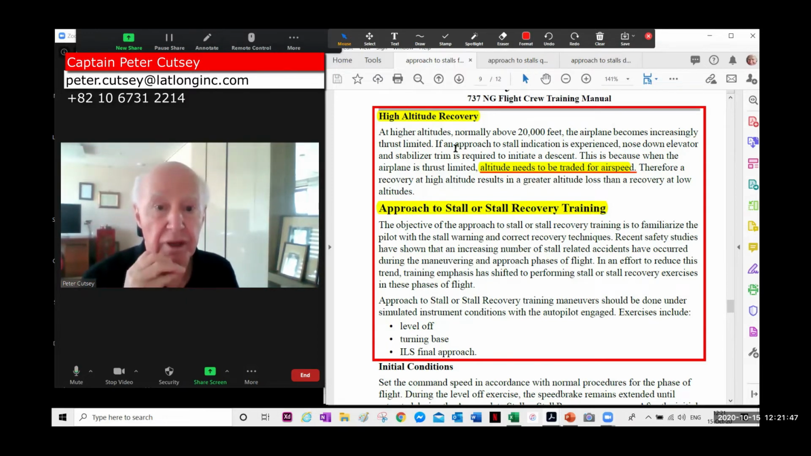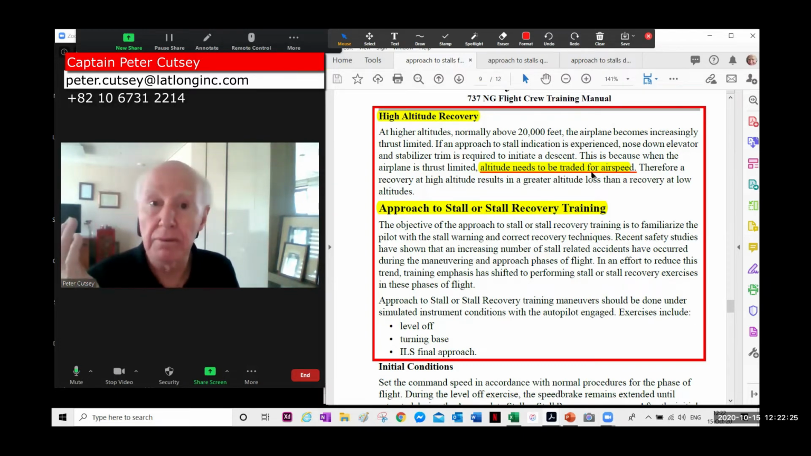Basically, if an approach to stall indication is experienced, nose down elevator and stabilizer trim is required to initiate a descent. This is because when the airplane is thrust limited, which you are at high altitude, altitude needs to be traded for airspeed. And above all, you're not trying to maintain an altitude. Remember, in all these practice approach to stall recoveries, the intention is not to maintain an altitude, but to get the airplane flying safely, and you must accept an altitude loss.